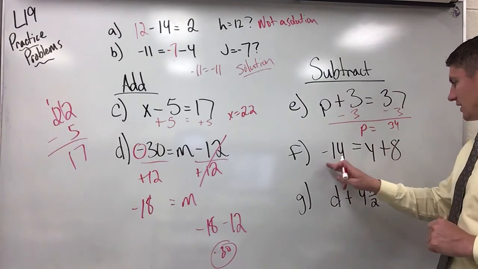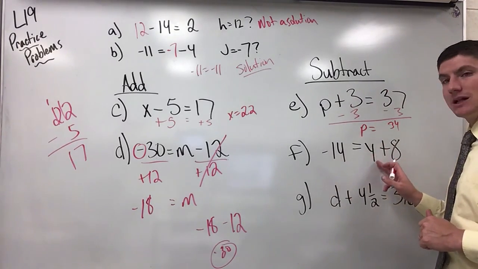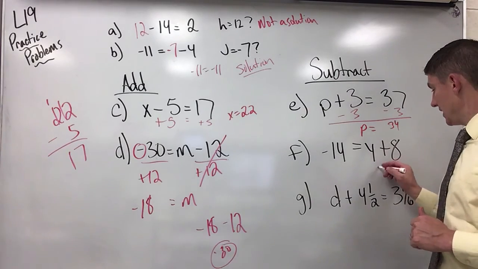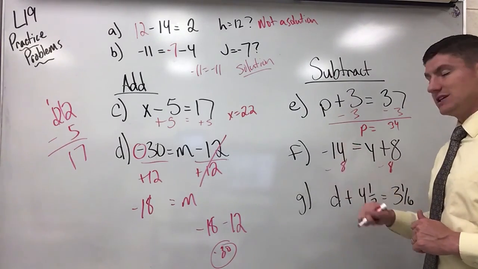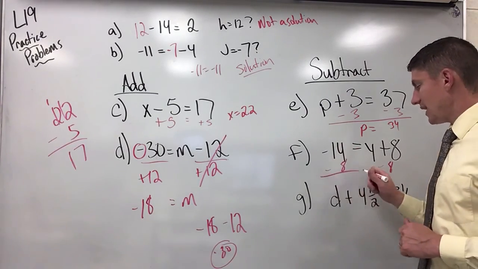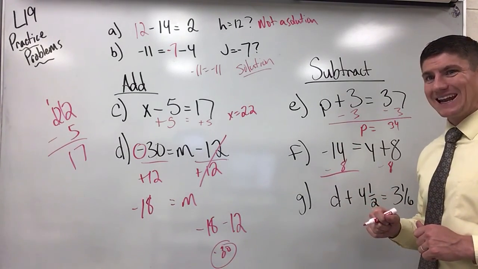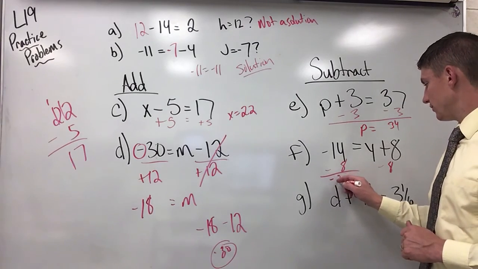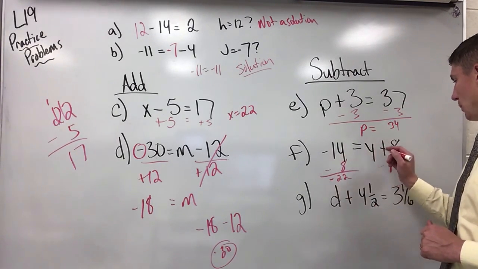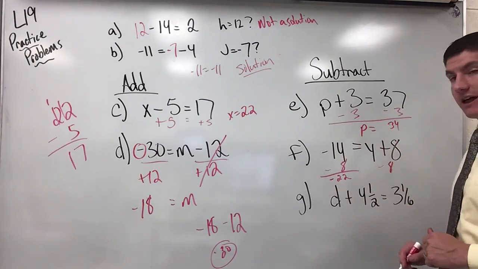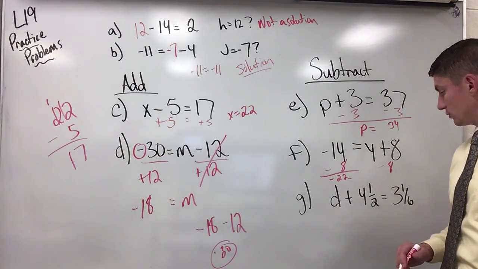In letter F, I have negative 14 equals y plus 8. It says plus 8, so the opposite of plus 8 is minus 8. What I do to one side, I do to the other side. Minus 8. Negative 14 minus 8, same sign, sum. Add them up. 14 and 8 added together is 22, so negative 22. Keep the same sign. So negative 22 plus 8 is going to be negative 14. That checks out to also be a true and equal equation.